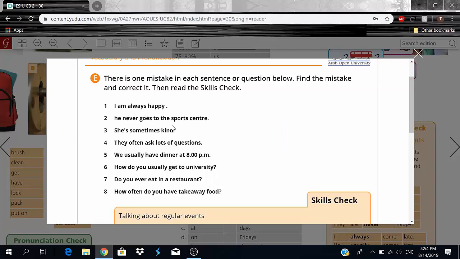He never goes to the sports center. She's sometimes kind. They often ask lots of questions. We usually have dinner at 8 p.m. How do you usually get to university? Do you ever eat in a restaurant? And how often do you have takeaway food?